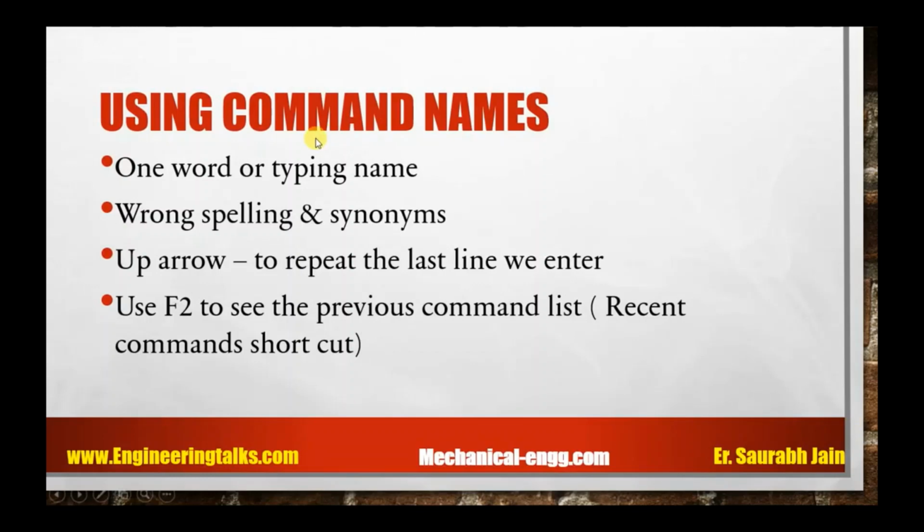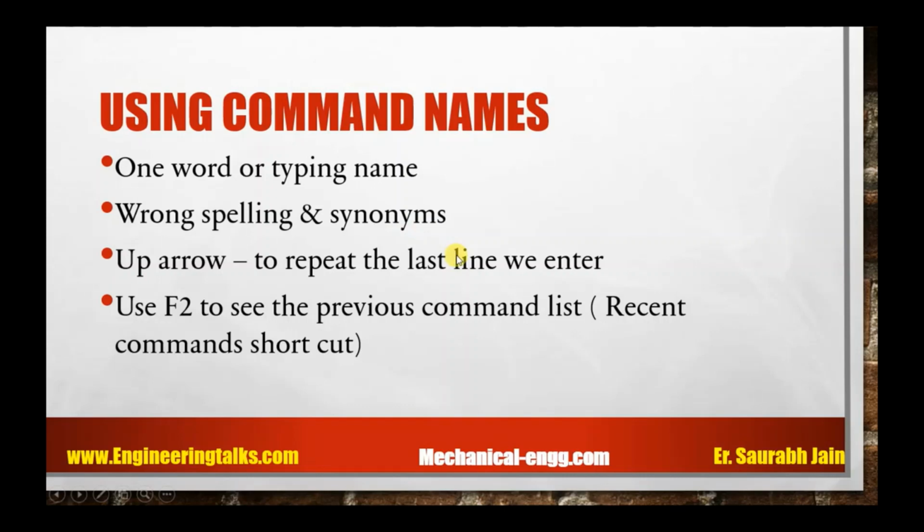Now this is about using command names. Every command has one word, say line can be entered with L. But AutoCAD is so smart that it tries to identify your wrong spellings. There are settings so that if you keep mistyping something again and again, a new command alias can be created for it. So the most important thing is you can use one word, like L is for line, C is for circle, right? You can do it.